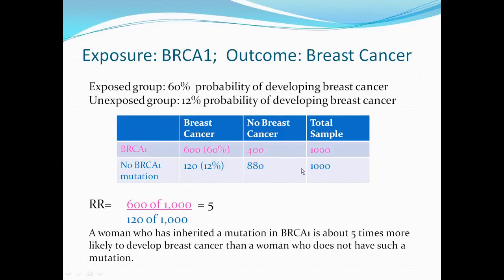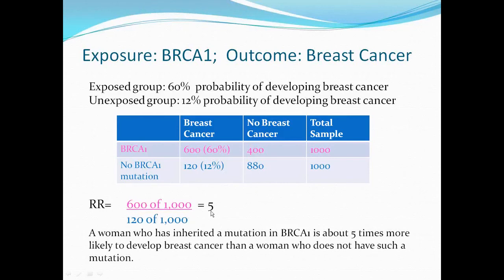And so just as a hypothetical example, researchers followed 2,000 women over their lifetime, and they found that 600 of the 1,000 women who were exposed or had a BRCA1 mutation developed breast cancer, and 120 of the 1,000 women who were unexposed or who had no BRCA1 mutation developed breast cancer. So 60% of the exposed group developed breast cancer, and 12% of the unexposed group developed breast cancer.